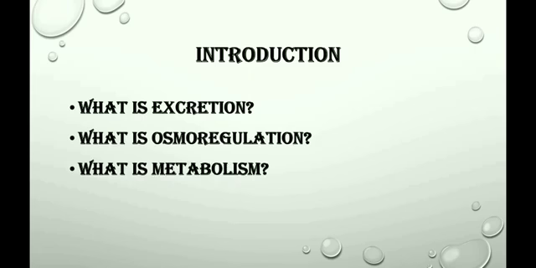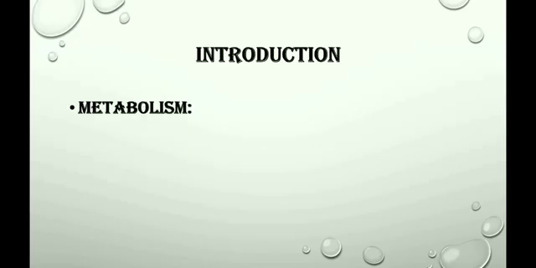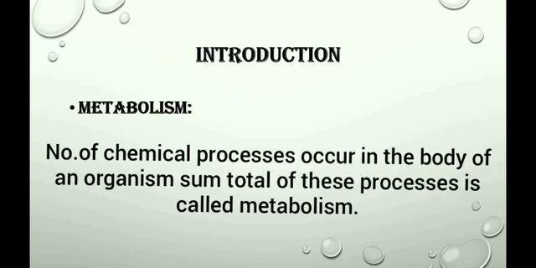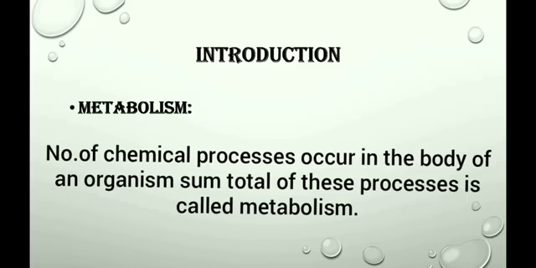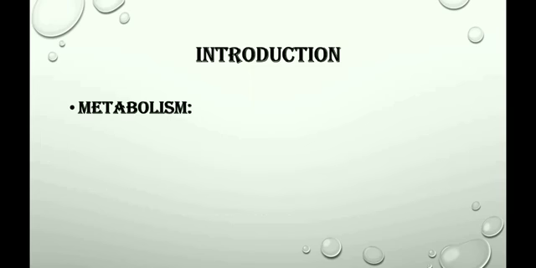Talking about metabolism, in the body of a human being or any organism, a number of chemical processes take place. Whatever chemical processes occur in the body, the sum total of all those processes is called metabolism. So in short, we can define metabolism as the number of chemical processes that occur in the body of an organism. The sum total of these processes is called metabolism.